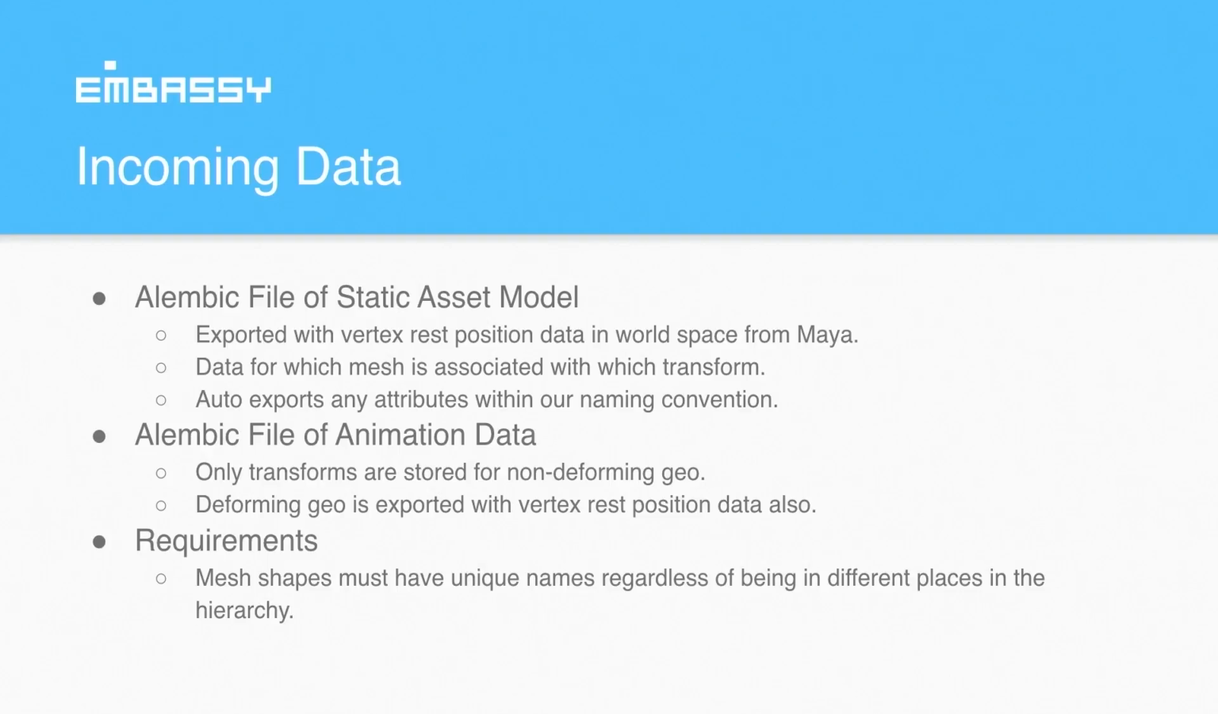We then have a separate Alembic file of the animation data. This contains only the transforms for non-deforming geo. The deforming geo is exported with the vertex rest position data also. And one of the only real requirements coming from Maya is that each mesh shape must have unique names regardless of where they're placed in the hierarchy. Unless, of course, it's an instance, in which case the shape name has the same name.